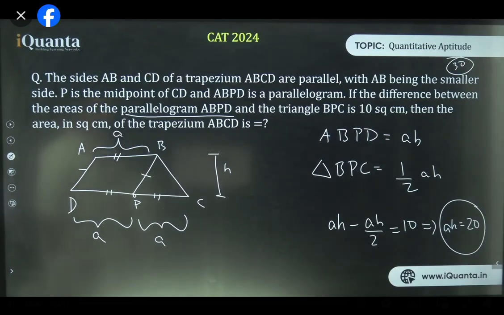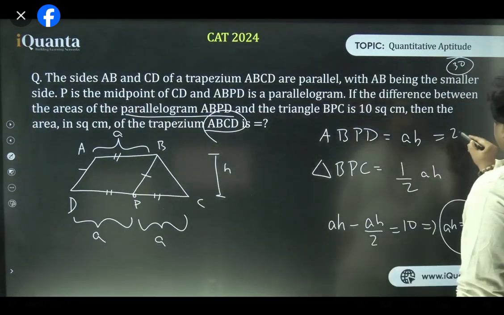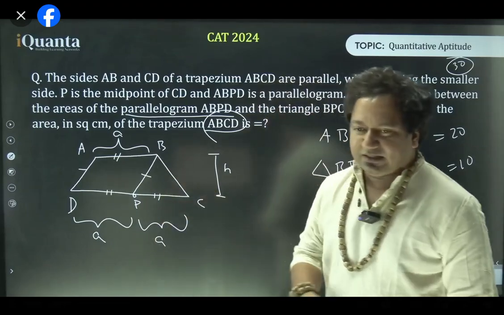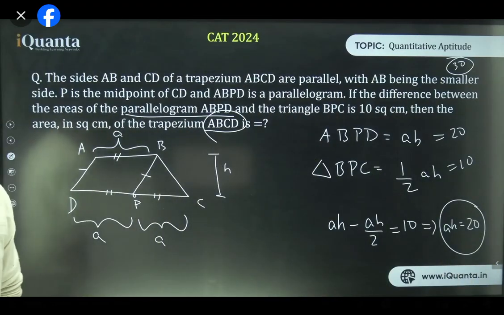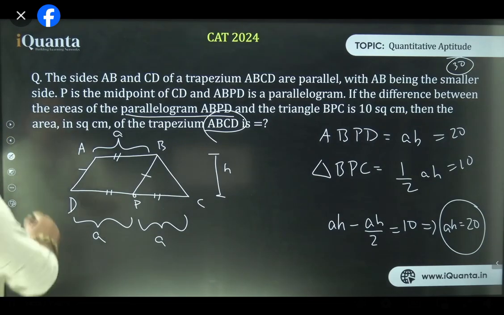How 30? Lakshya Raj, they're asking about the area of the entire trapezium. What we have found over here, ah is 20. We found only ABPD. This is 20, this is 10. So the area of the trapezium is the sum of this parallelogram ABPD and triangle BPC. 20 plus 10 is 30. Okay? The question looked difficult, but it is simple, right? Chalo.